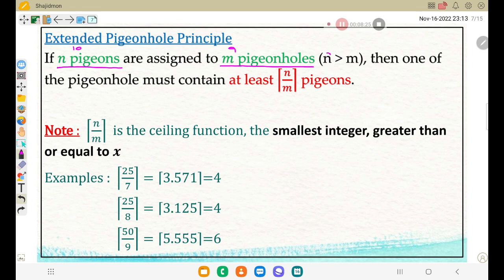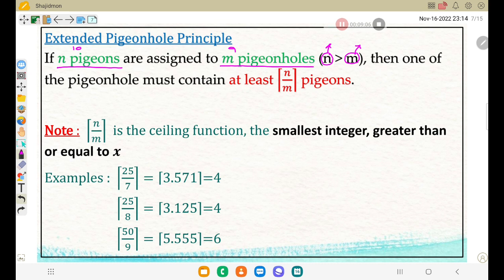Which is the greater number? n is the bigger number and m is the smaller number. n means number of pigeons, which is always more, and number of pigeonholes is always less. Then one of the pigeonholes must contain at least, and all of you remember this function, the ceiling function we studied in section 3.2, ceiling of n by m pigeons.